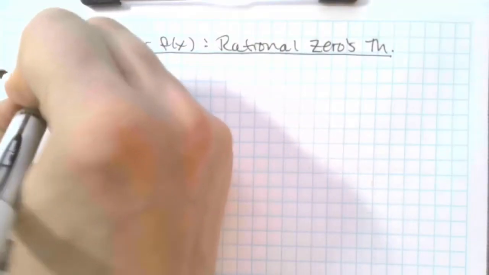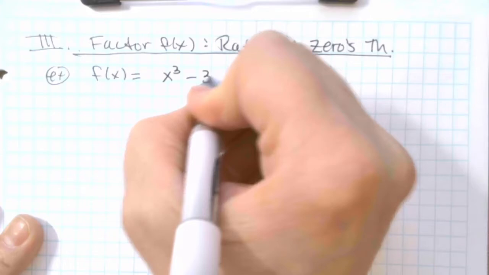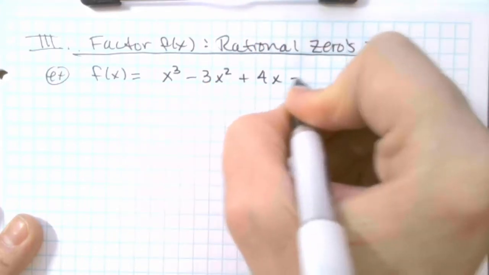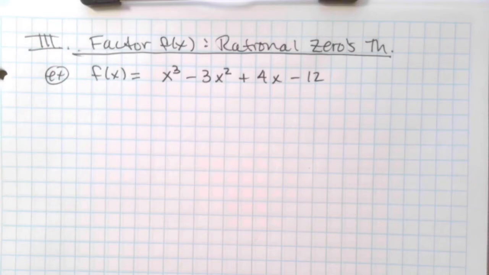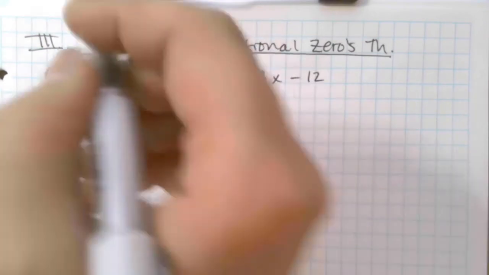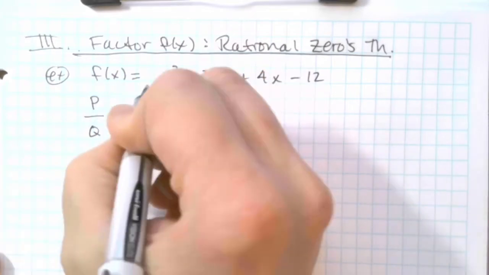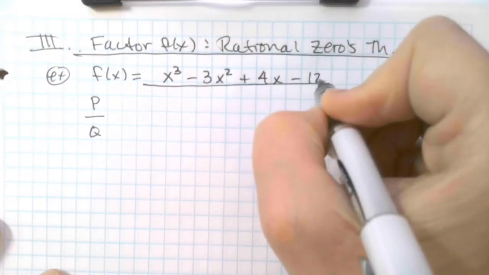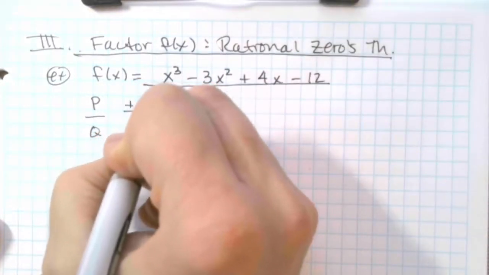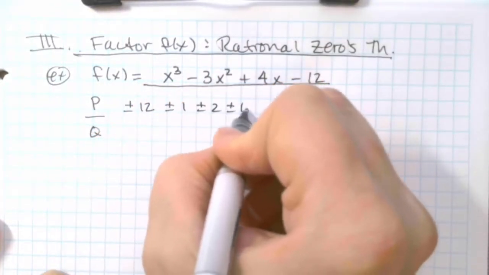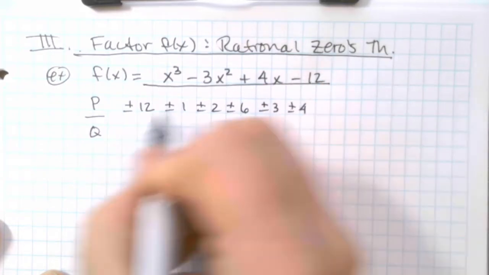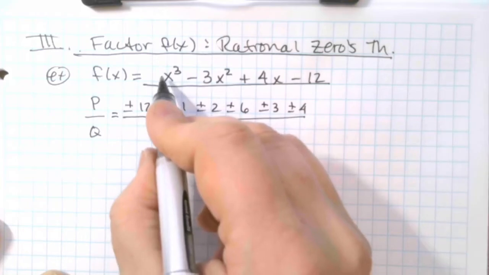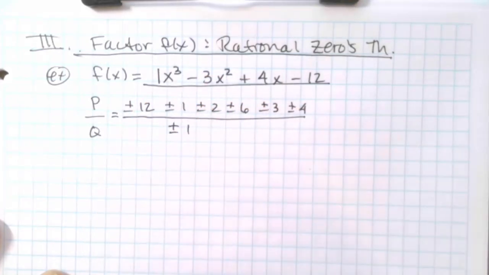All right, so for example, let's say that f of x is the polynomial x cubed minus 3x squared plus 4x minus 12. Okay, so following rational zeros theorem, you want to start by listing all zeros, p over q, all factors of the zeros. You want to make a list of all possible zeros. So p is always the last term. So 12 could be plus minus 12, and 1, 2 times 6, 3 times 4. This one, the coefficient is 1, so plus minus 1.